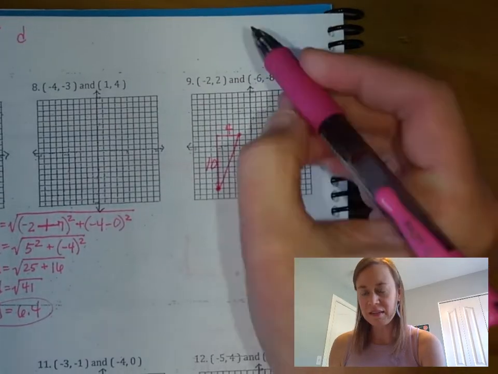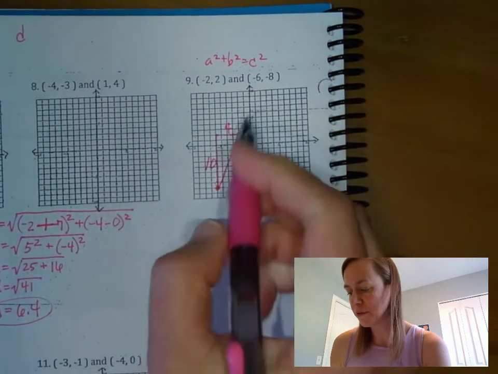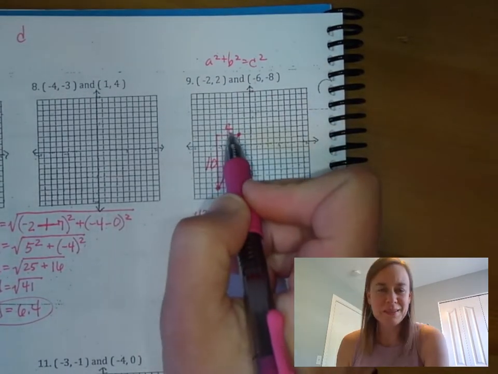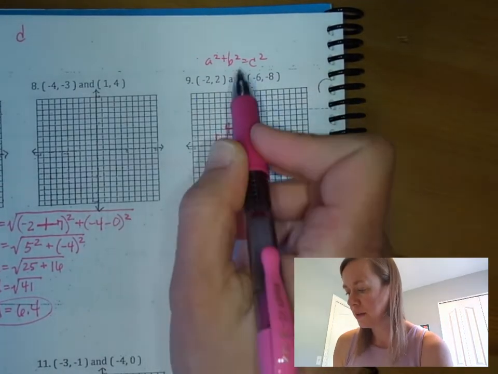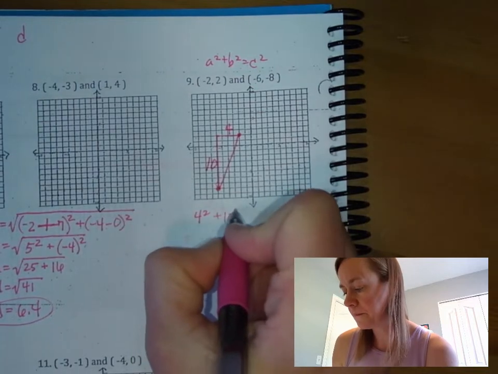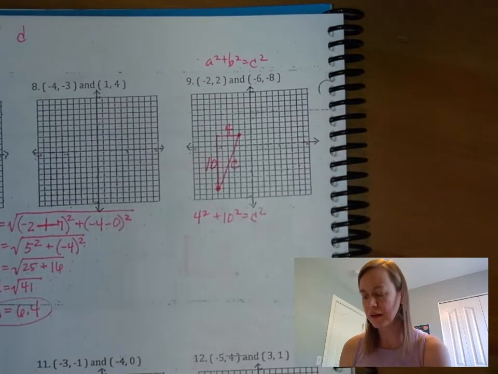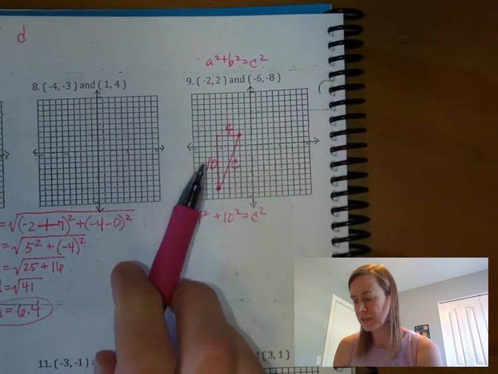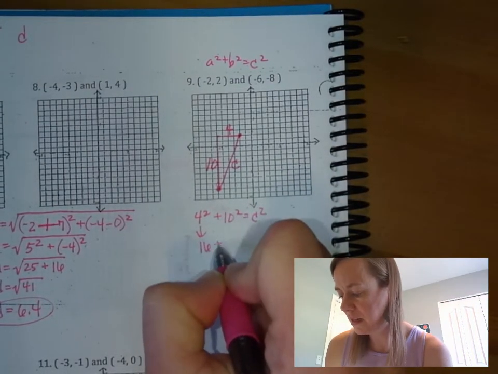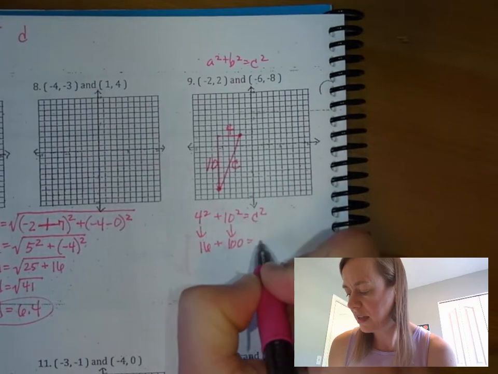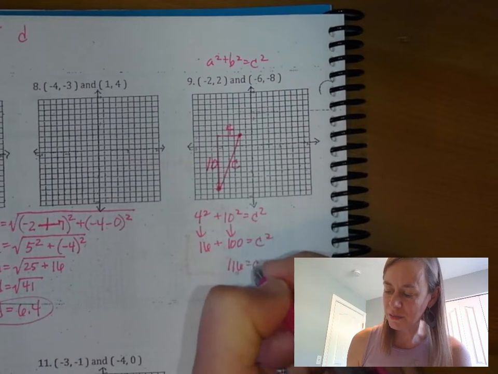So using the legs and our formula a squared plus b squared equals c squared, you're going to have 4 squared, because that's one of the legs. I'm just going to call it a. If you wanted to call it b, you could, no problem. So that's 4 squared plus b squared, so that's 10 squared, equals, I forgot to label that hypotenuse c. We're just going to leave it as c squared. So we have 4 squared plus 10 squared equals c squared. Let's go ahead and simplify. 4 squared becomes 16, 10 squared becomes 100, and we'll leave c squared as c squared. Add those two together, you get 116 equals c squared.